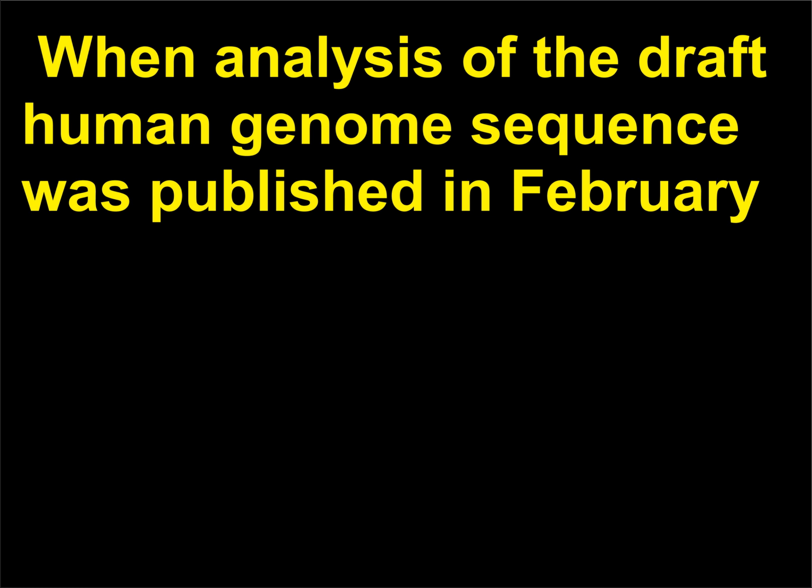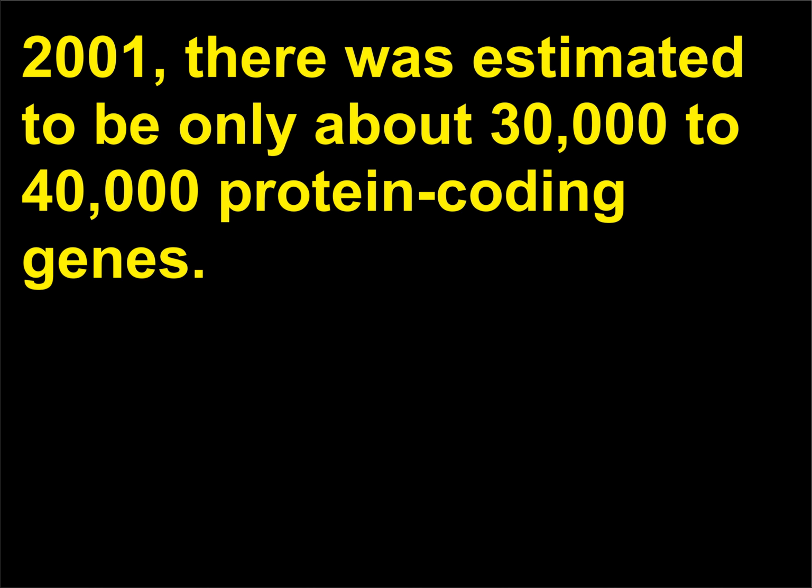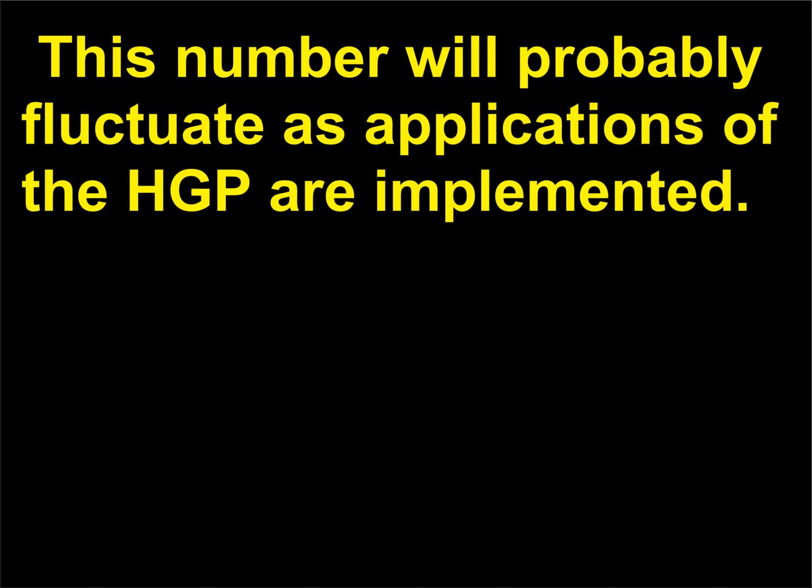When analysis of the draft human genome sequence was published in February 2001, there was estimated to be only about 30,000 to 40,000 protein-coding genes. This number will probably fluctuate as applications of the HGP are implemented.